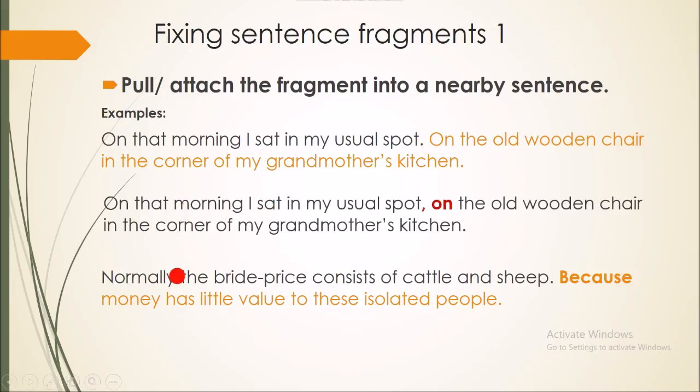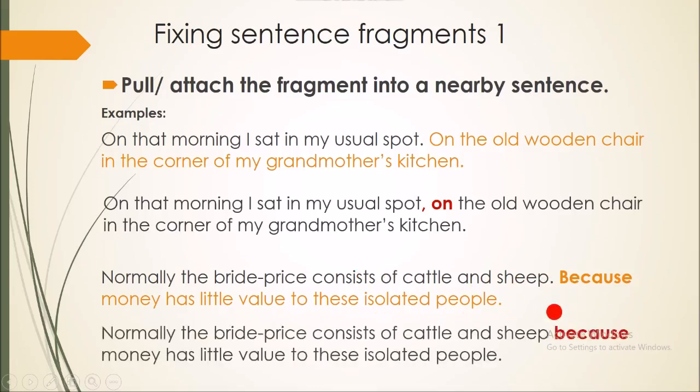Another one. Normally, the bride price consists of cattle and sheep. Because money has lower value to these isolated people. Here we can just remove the dot and use a small letter for because. We continue with the same sentence. We just attach the fragment to the nearby sentence.